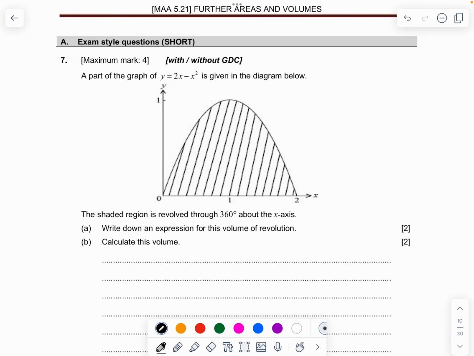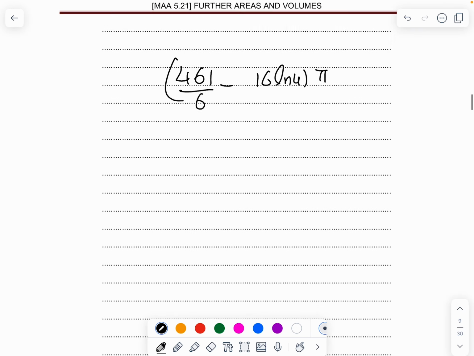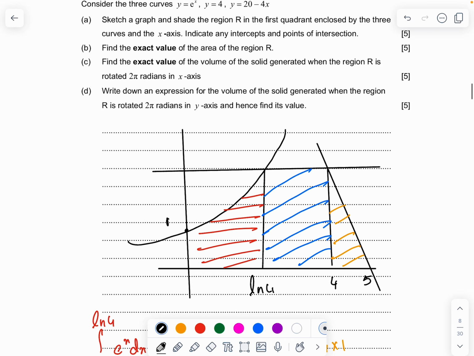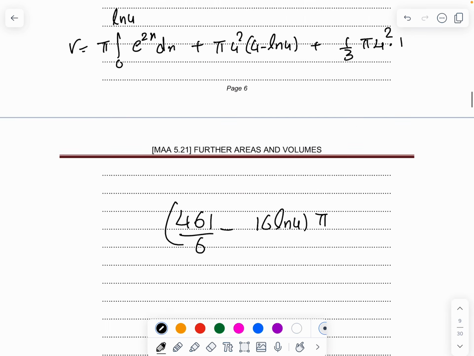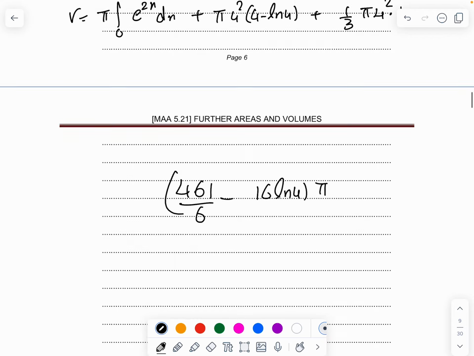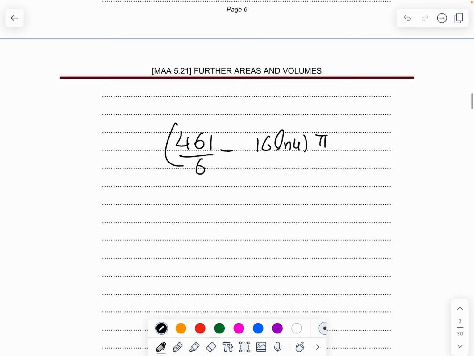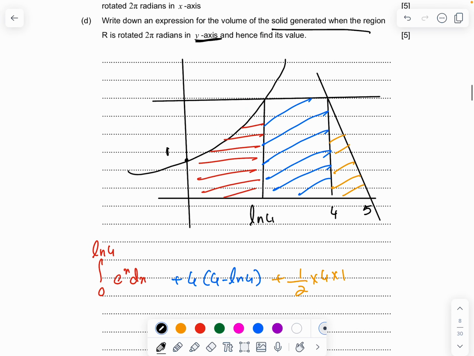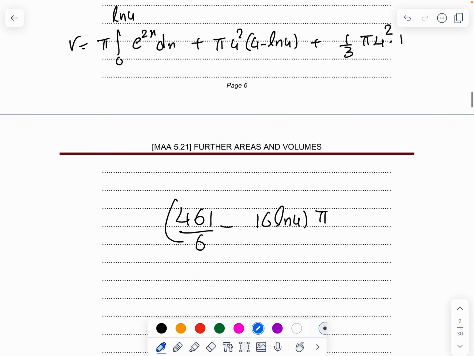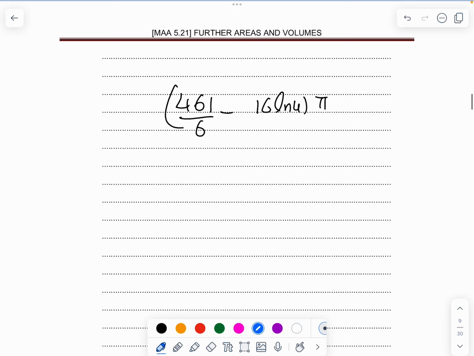Question number 7, and part D is also there, I think so. Write down an expression for the volume generated. So volume generated when it is rotated along the y-axis now. When it is rotated along the y-axis, this one will be the upper curve, the straight line, and this one will be the lower one. So the straight line's y value and the curve's y value, you have to do it out.